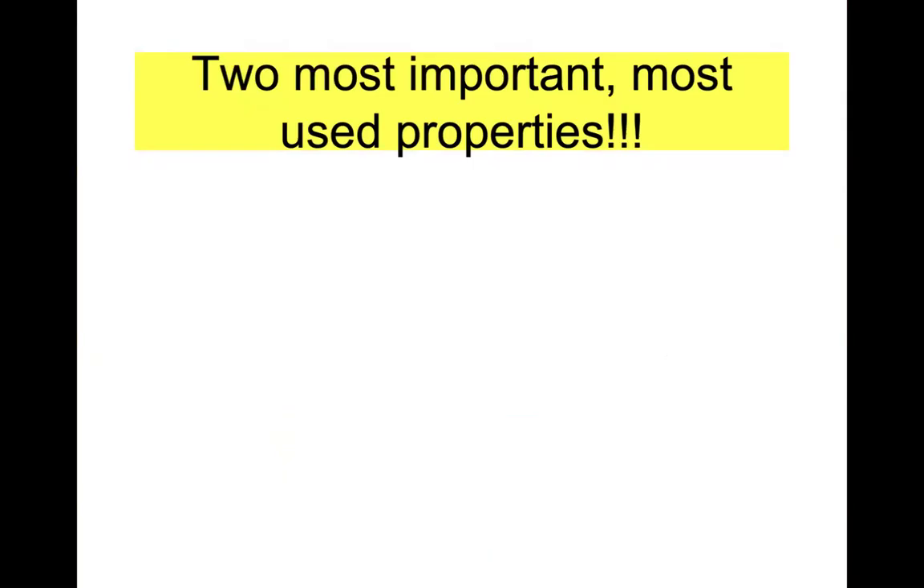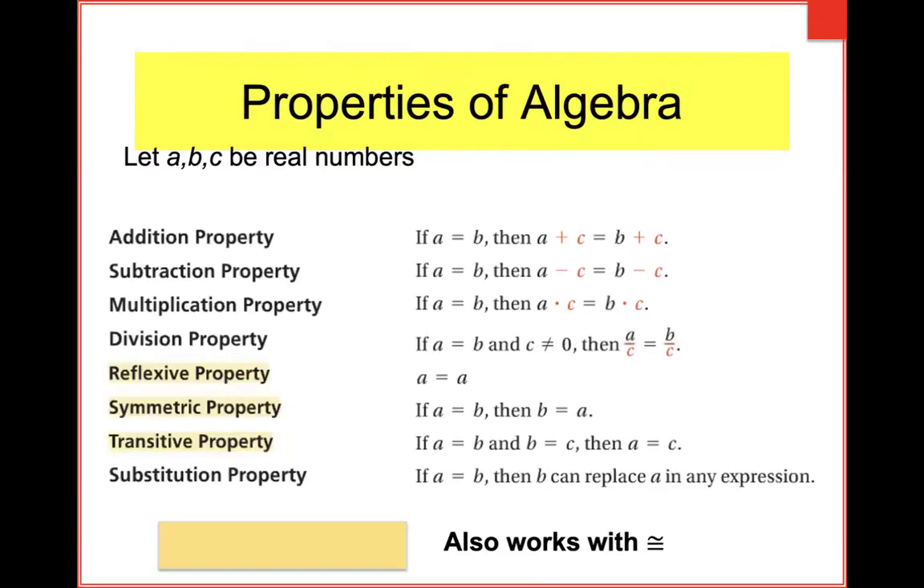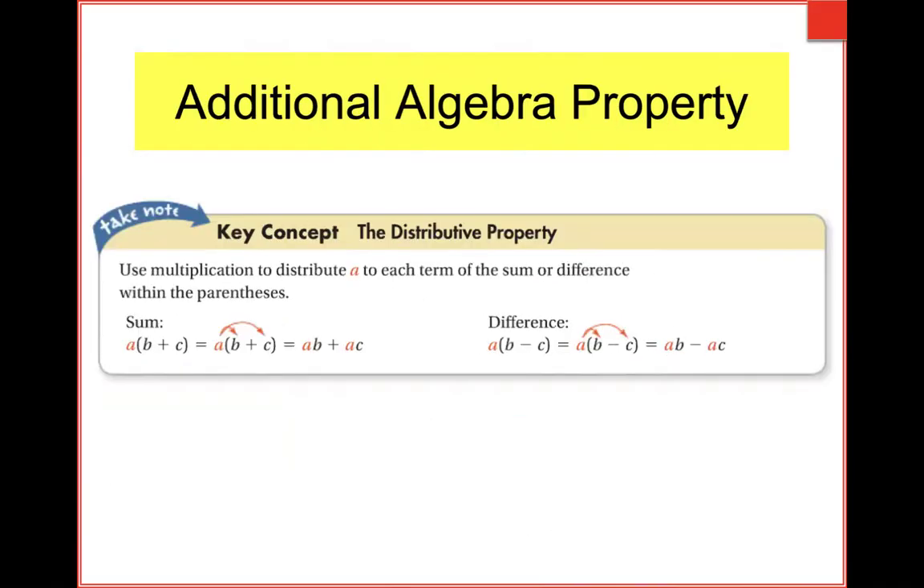Two of the most important used properties are as follows, right? The reflexive property and the substitution property are used quite extensively. It doesn't seem like we would use the reflexive property a lot, but we do. And boy, do we use the substitution property. Substitution property is probably the most used property that we will see in geometry. All right, on to our last property.